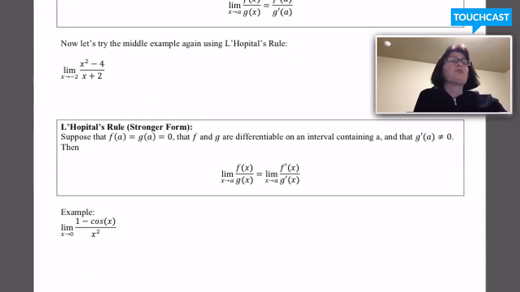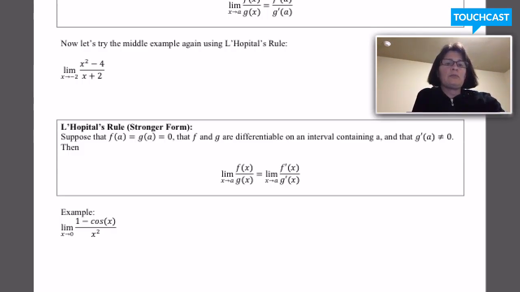Turns out you can use L'Hopital's rule in more and more situations, and we have even this stronger form. You can actually sort of chain these together. So if you take the first derivative and still get 0 over 0, then you could take the second derivative and divide the second derivatives. And if those exist and are not both equal 0, then you have an answer. But if they are both 0, then you could take the third derivative and fourth derivative and keep going.